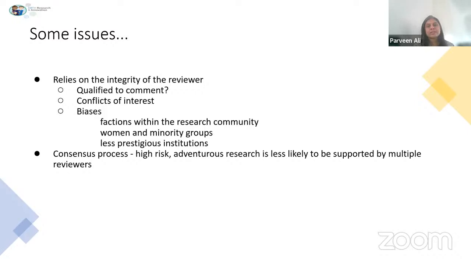It's a consensus process, and there is a high risk that adventurous research is less likely to be supported by multiple reviewers. So usually, even when it comes to journal articles, editors would look at the decision made by both reviewers and then make a decision for themselves. So more or less, it can also be a consensus sort of process, and then it depends on chance. So what do editors do?